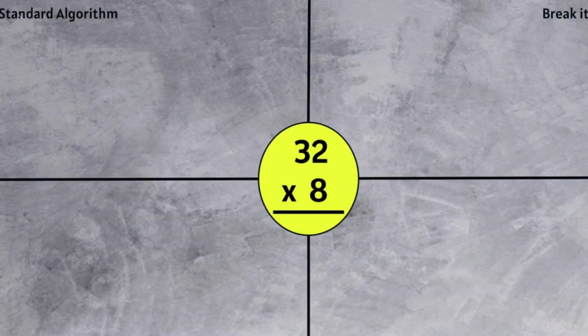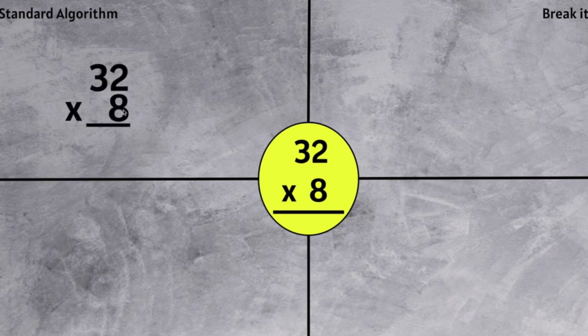Let's use the standard algorithm to multiply 32 times 8. The first step is to multiply 8 times 2. We know that 8 times 2 equals 16. We need to carry the 1 to the tens place and bring down the 6 in the ones place.